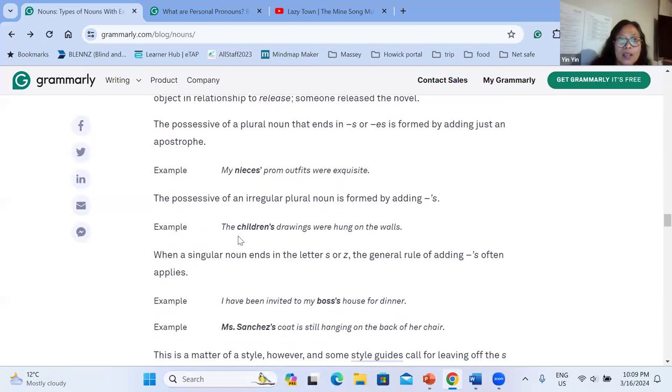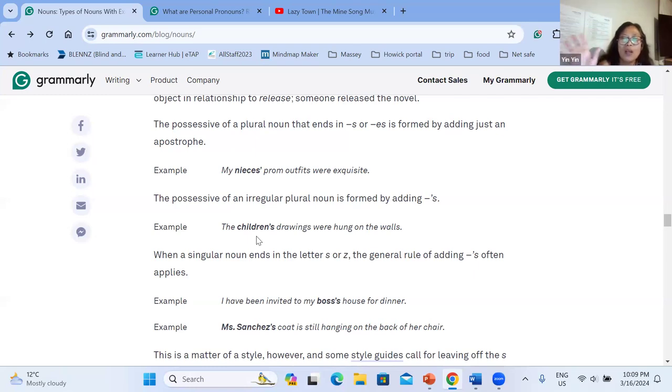The children's drawings will hang on the wall. So child is another exception for the plural. Children are plural. Child, children, person, people. Children are plural, right? People is plural, so apostrophe S is added. These are exceptions. The children's drawings will hang on the wall.